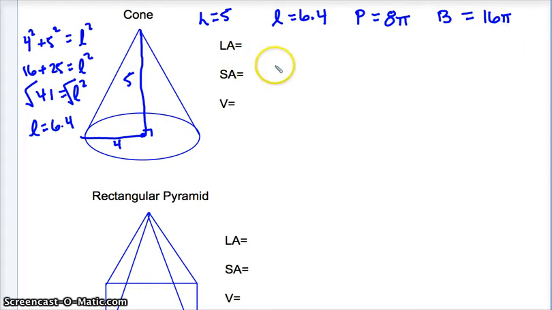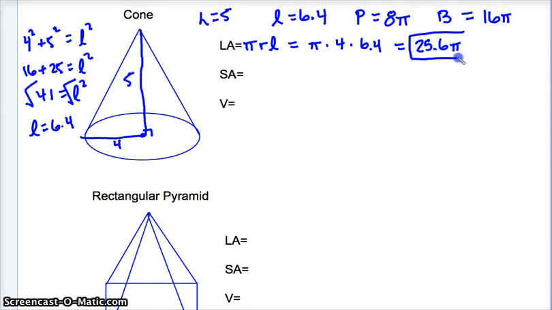For the lateral area, you'll remember that my formula is pi times the radius times the slant height. So that's equal to pi times 4 times 6.4, and I'm going to leave my answer in terms of pi, for a grand total of 25.6 pi. And since we are talking about area, these should all be units squared.